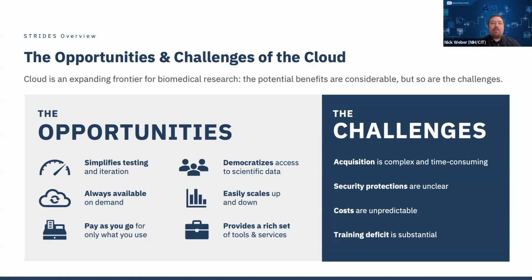So let me give a little bit of an overview here. As you're probably well aware, cloud has been used more and more to support research, biomedical research, just computing in general, given the opportunities that it provides. Kind of on demand, scale to meet research needs, pay as you go. Don't have to manage the infrastructure locally, which can be helpful in certain parts of the globe. All of those things. So I think we understand the opportunities.